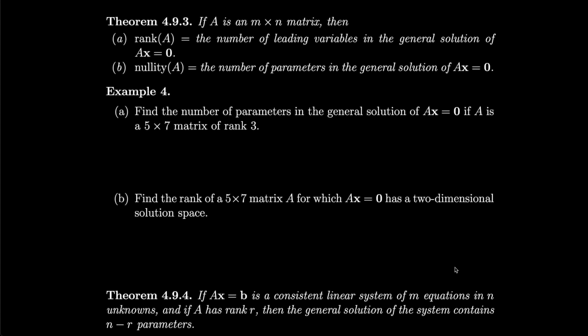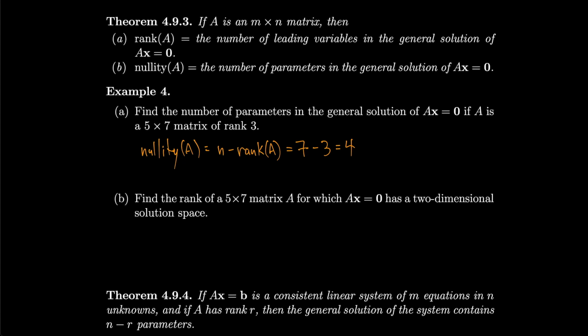As an example, how about we find the number of parameters in the general solution of Ax equals 0 if A is a 5 by 7 matrix of rank 3. Okay, well, the nullity of A would have to be equal to n minus the rank of A, but in that case, the number of columns is 7, so the rank of A, which is 3, would give us 4 for the nullity, which is equal to the number of parameters.